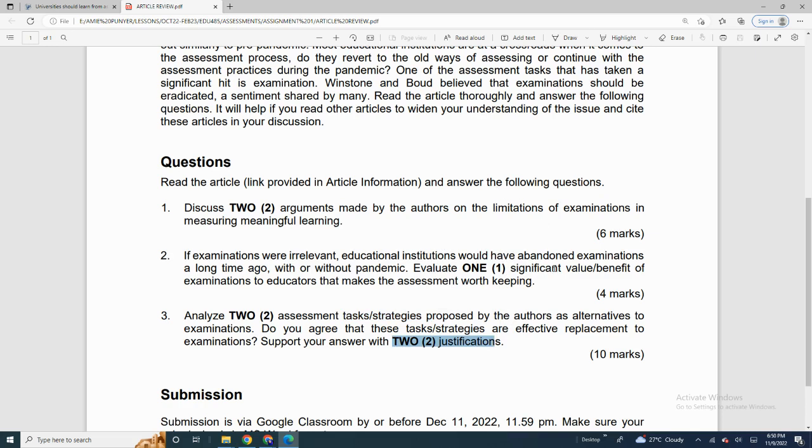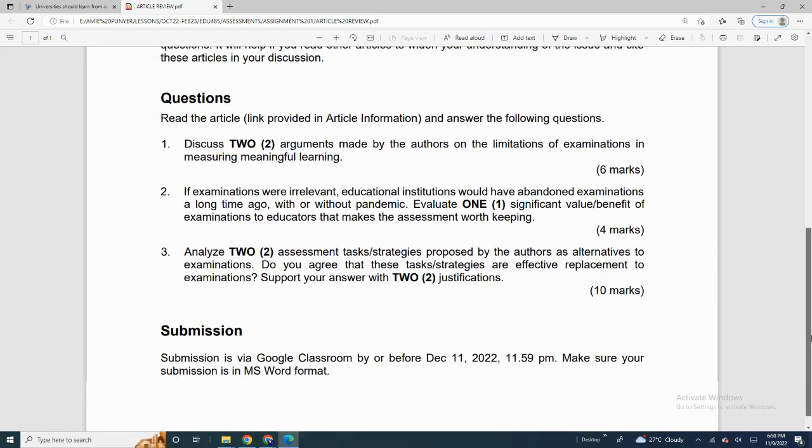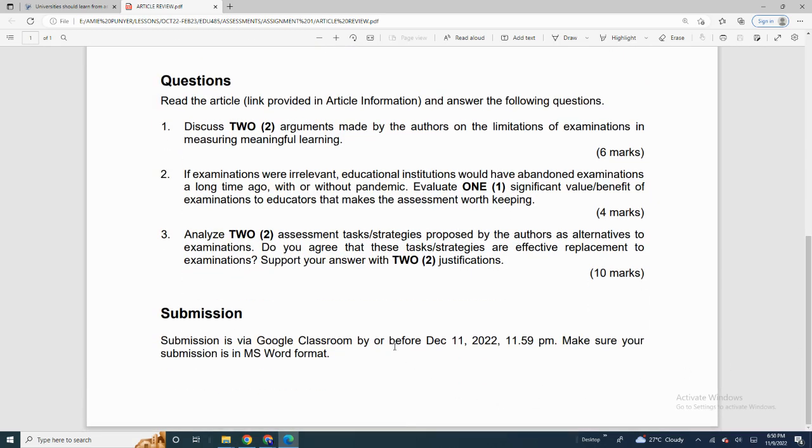Okay, and when exactly do you have to submit this assignment? This article review is due on December 11, roughly a month from now, 11:59 p.m. That will be the second week after you've come back from your midterm break. All right.